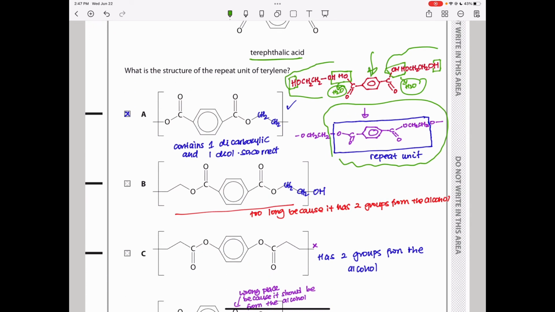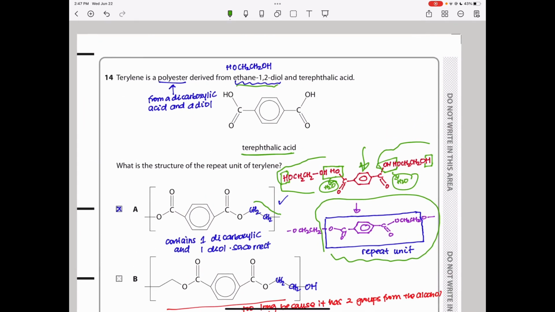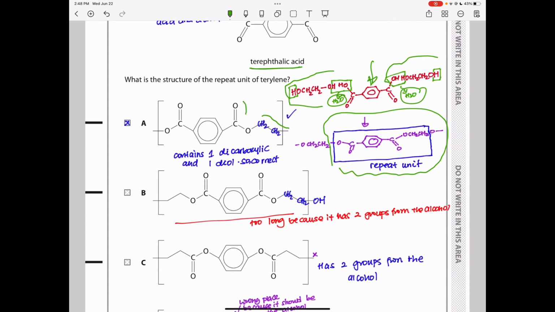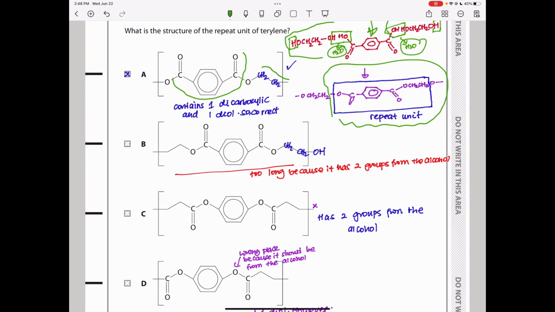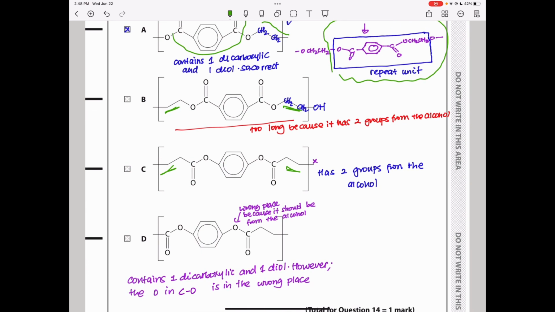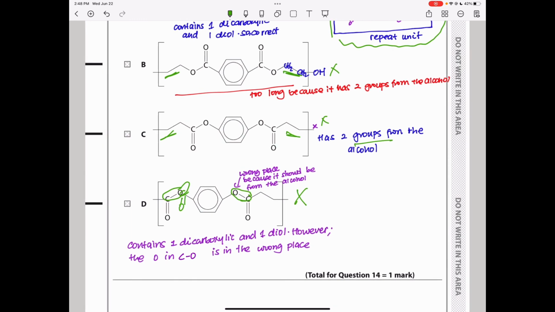You can see in A we have one group from the ethane-1,2-diol and one group from the terephthalic acid. If you look here, there are two groups from ethane-1,2-diol, which is wrong. And here the carbon-oxygen bond is arranged in a weird way. The carbon atom with the carbon-oxygen double bond should be closest to the ring. This is wrong, that is wrong, and that is wrong, because they have more than two groups, which is not right. So the answer here should just be A.